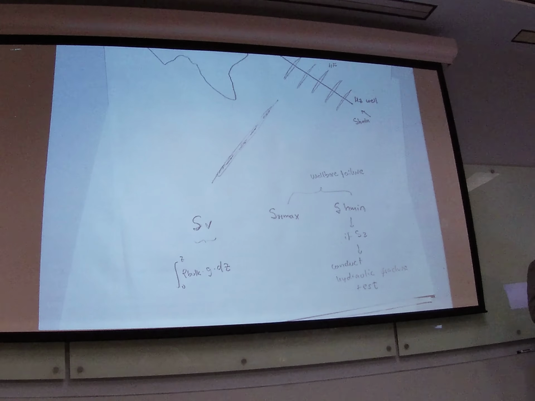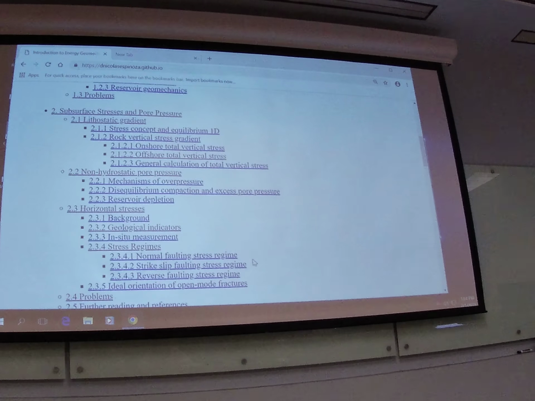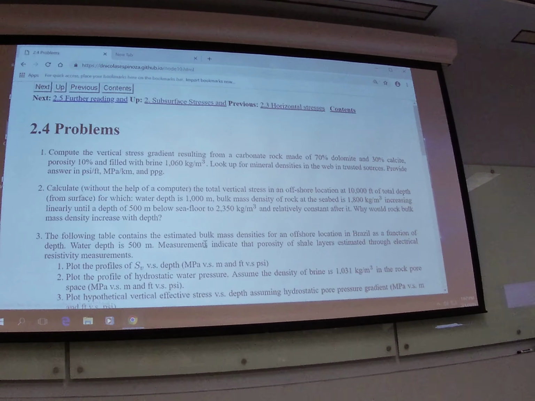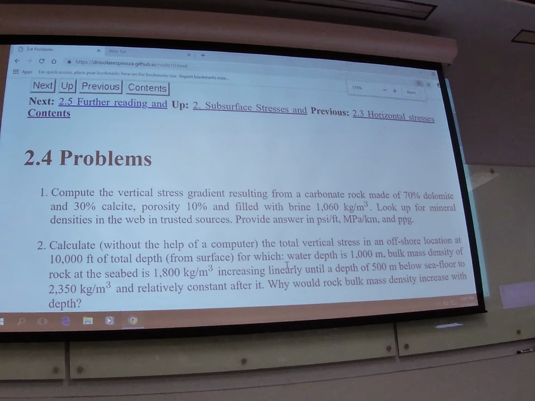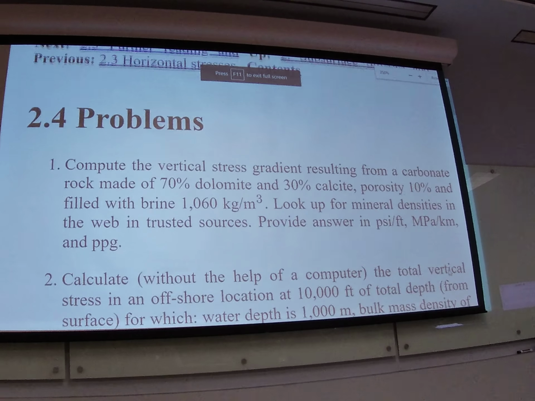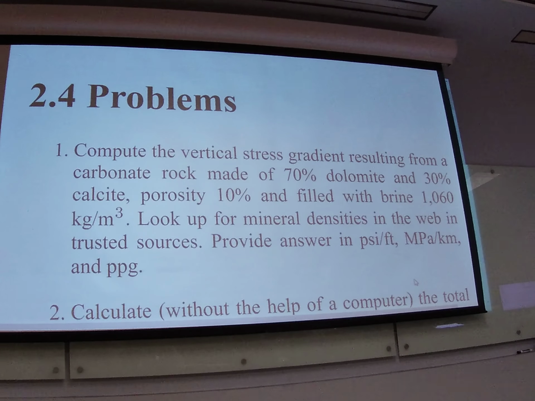Okay, so let's go to work on the homework, and the homework starts with a simple problem. So we're going into problem 2.4, and the first one is to compute the vertical stress gradient resulting from a rock which is 70% dolomite and 30% calcite, and it's filled with brine.